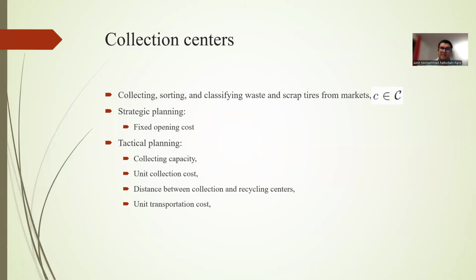From a strategic planning point of view, there is a set of potential sites for collection centers, and we want to find the optimal location. There is a fixed opening cost for each potential site. From a tactical planning point of view, there is a predefined capacity for each collection center, and also a variable collection cost, which represents the cost per unit of waste tires that must be collected.